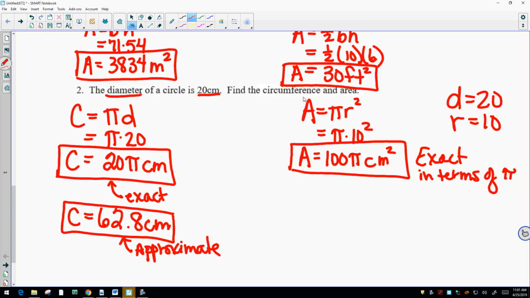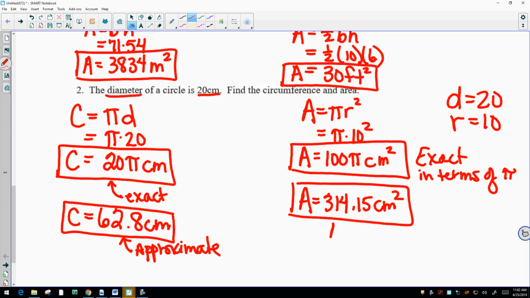Now, if we wanted an approximate one, maybe we round to the nearest hundredth, 2 decimal places. Then we could say it's about 314.15 centimeters squared. Again, this is approximate because we are rounding. Anytime you press that pi button, you're going to have some sort of an approximate value. You're going to have to round the answer.